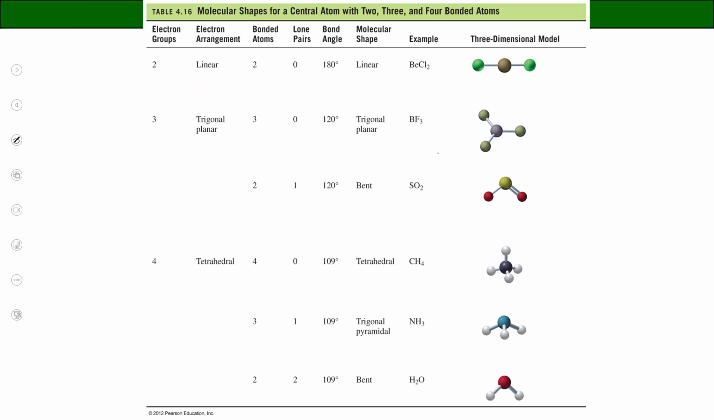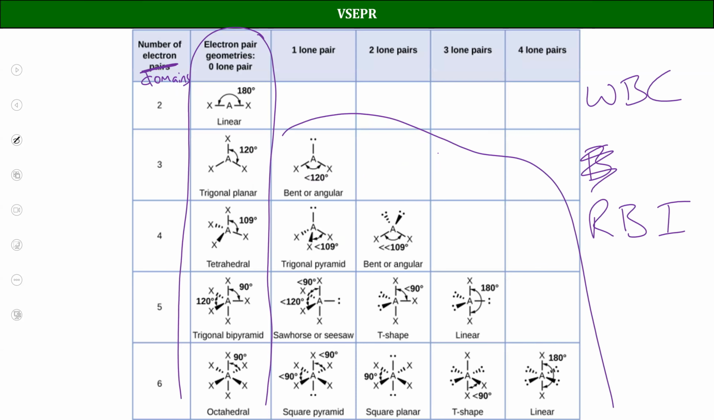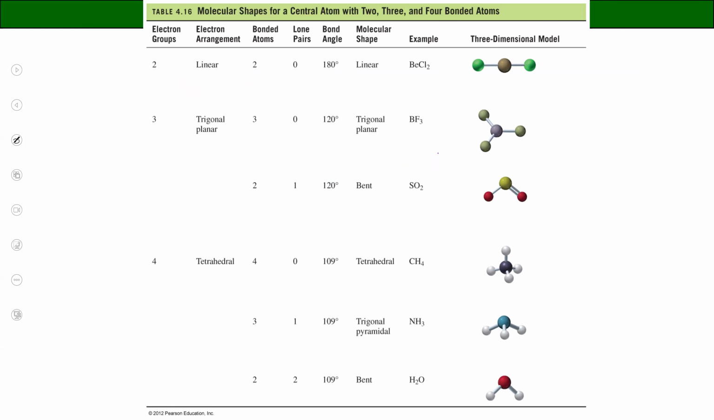All right, this is just a better drawing of what we have here. This is the way that we would draw them with the wedges and dashes. If you actually have a computer rendering these for you to make it look better, this is the same thing. If it's tetrahedral versus trigonal pyramidal, it's still tetrahedral, we just can't see that lone pair there. And bent is still tetrahedral, it's just got 2 lone pairs that we can't see.